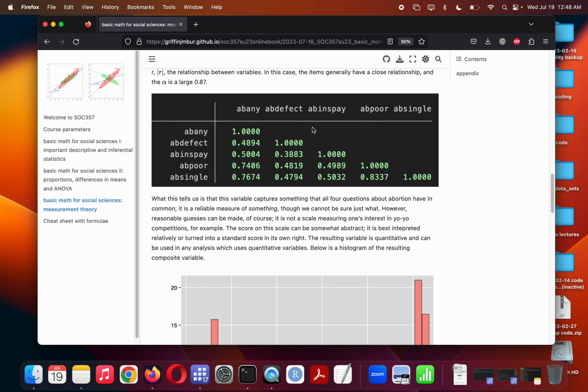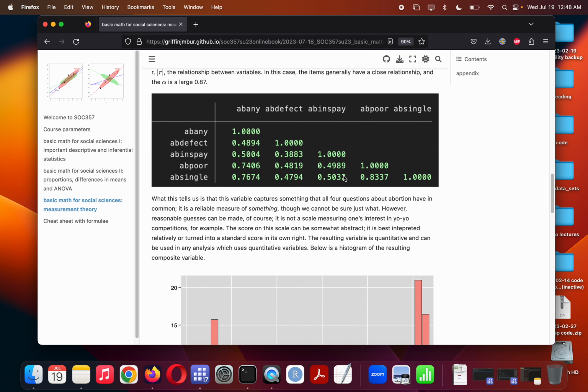Okay, so anyways, we see these strong correlations between these items. So you could argue that maybe because of the inclusion of this overall ab any variable, what this really captures is something like someone's overall opinion towards abortion, and these other questions are just sort of subsidiary. But it appears that there's something more going on here, and it might be somewhat hard to say exactly what, but we could name it something like tolerance towards abortion, perhaps. The score on the scale is going to be somewhat abstract.